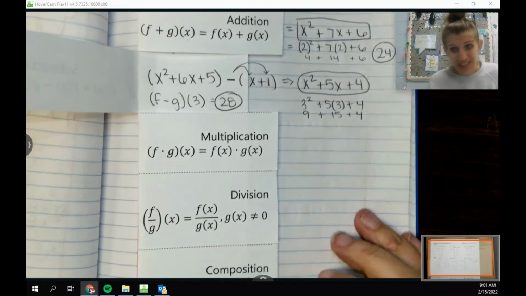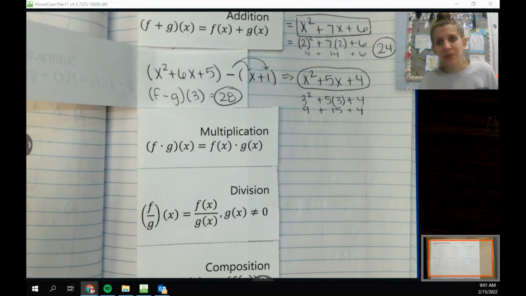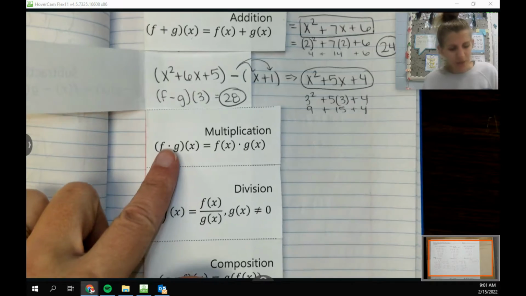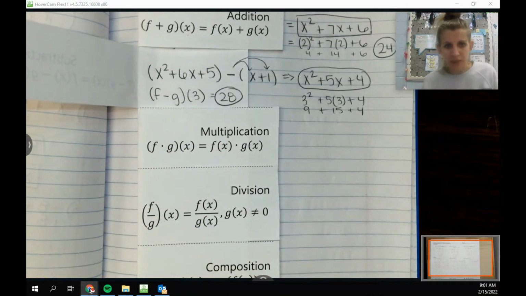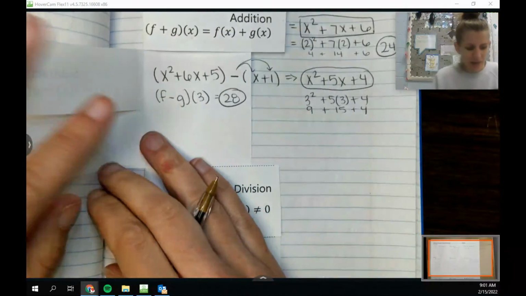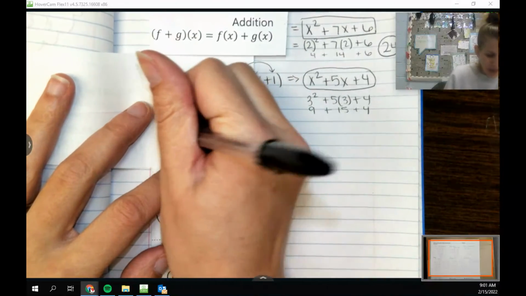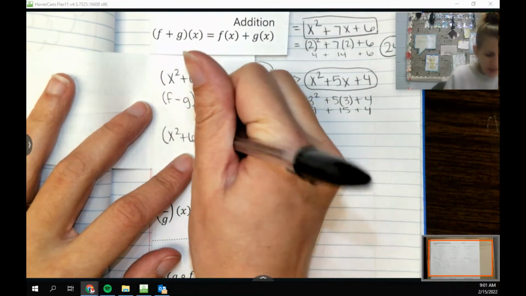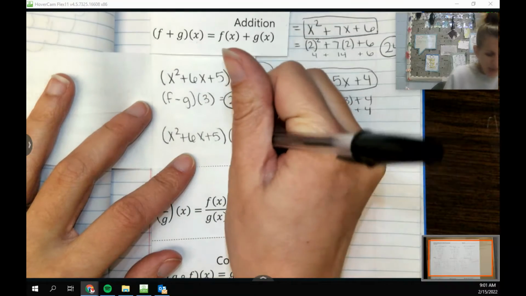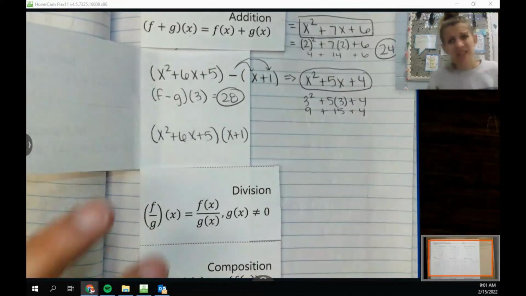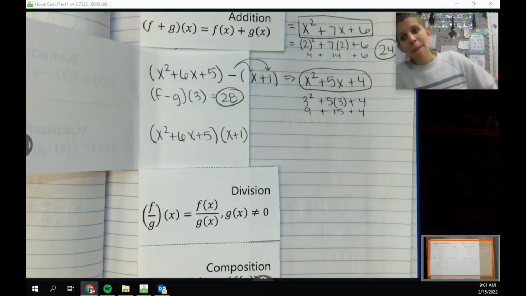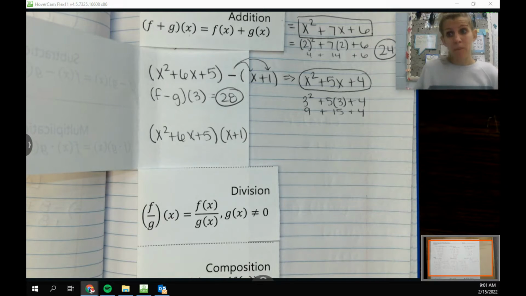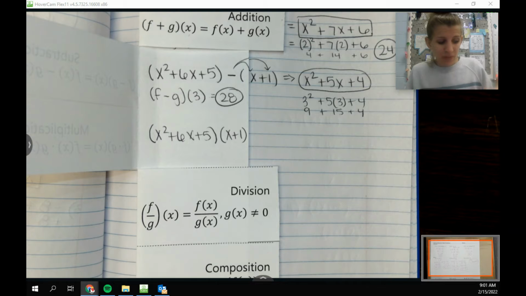Another thing we could do is take our two functions and do multiplication. So if we put the little dot here, it means we're going to just multiply our two functions. So x squared plus 6x plus 5 times the x plus 1. And with multiplication, it's always important to put parentheses, because if I'm multiplying multiple things, I don't just multiply one by one. I have to multiply all by all.